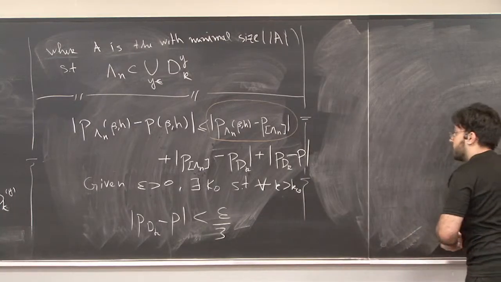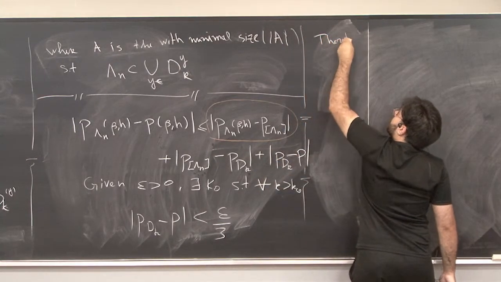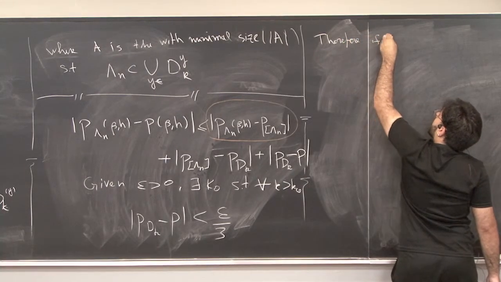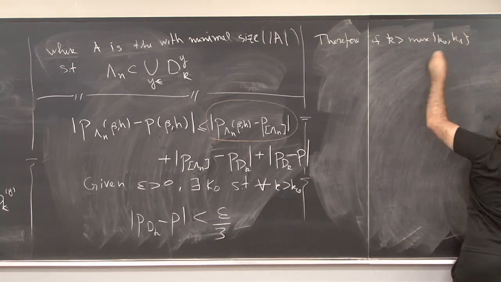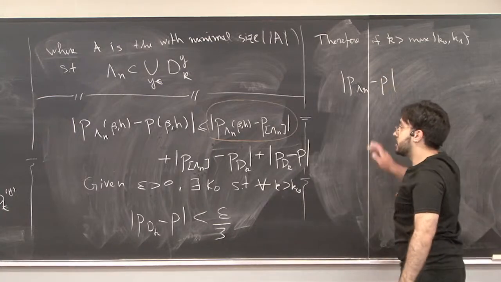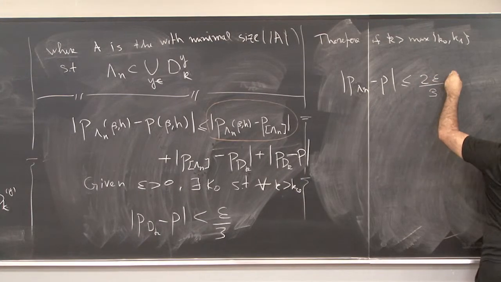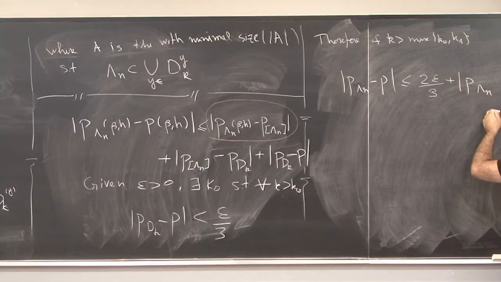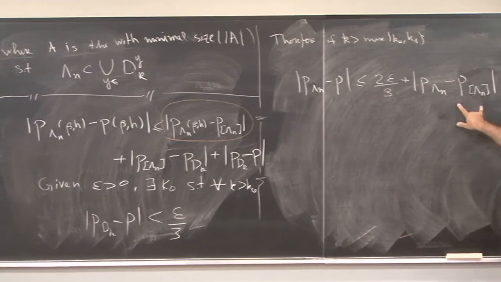So let me write what we just proved. Therefore, if K is larger than the maximum between K0 and K1, we have that the pressure in lambda n minus the pressure, this value over here, is less than 2 epsilon over 3 plus the difference between the local pressure in lambda n minus the pressure in the cover. Now we need to analyze only this last term.